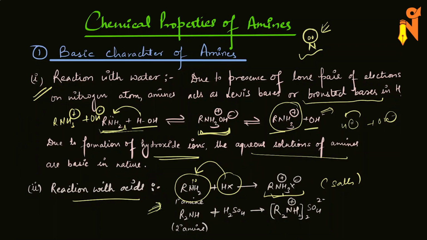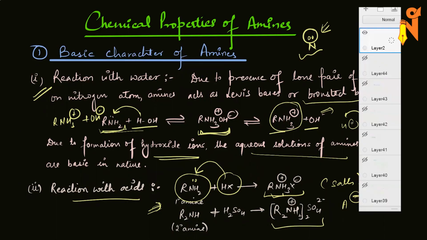Your H plus will be taken by the amine, and then the remaining X minus or A minus or B minus, whatever the negative ion is, will form an ionic bond, and the resultant compound will be a salt. So these are your acid-base reactions. Here you have to understand that any kind of acid, whether weak acid or strong acid, the reaction will still remain the same.